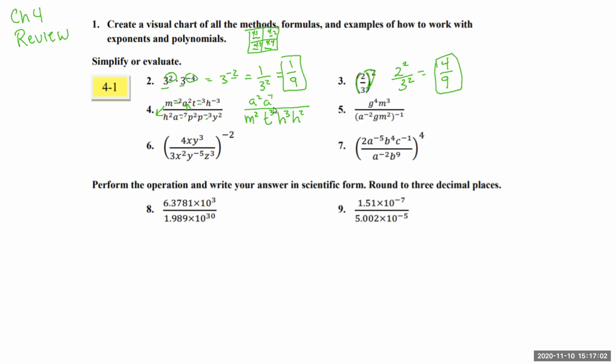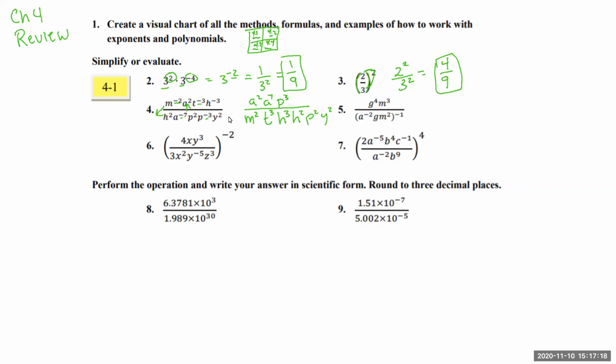a^-7 is going to go on top to make a^7. p^2 will stay on the bottom because it's already positive. p^-3 will actually go to the top to be p^3. And then y^2 is going to stay on the bottom.